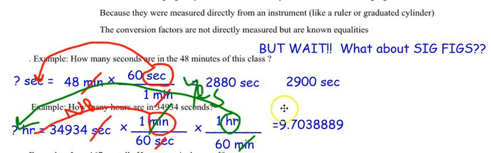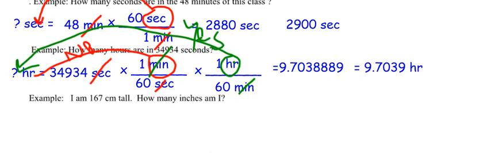5. So count 1, 2, 3, 4, 5. Do I need to round up? Yes, I do. And there you go. Okay. Let's do one more on this page. I am 167 centimeters tall. How many inches am I?